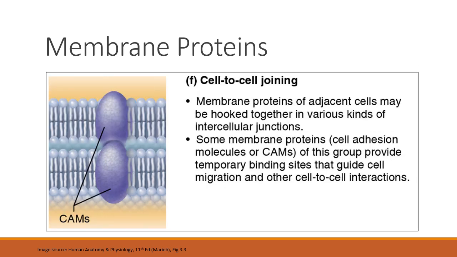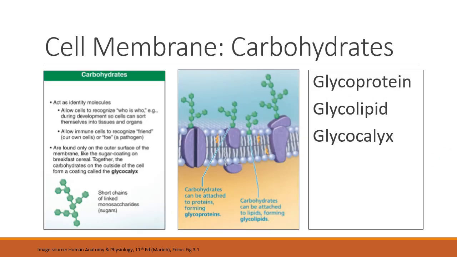Next, we have cell-to-cell joining. CAMs, cell adhesion molecules, CAM, right? So you have two cells, and you have this protein here in the cell membrane. They can join together, and that can link the two cells through this cell adhesion molecule. Okay, so those are just kind of some general functions of proteins when it comes to the cell membrane.